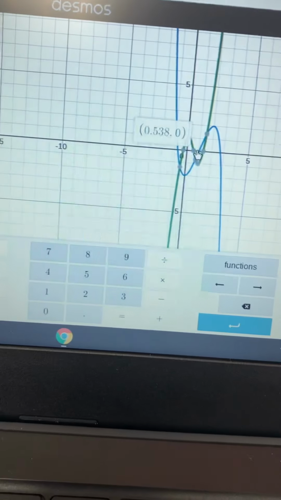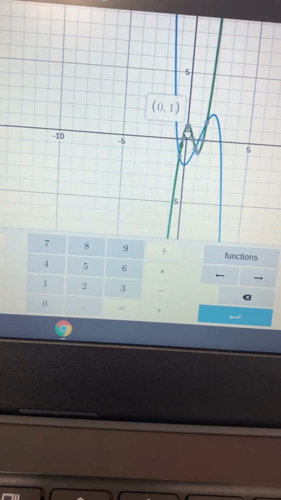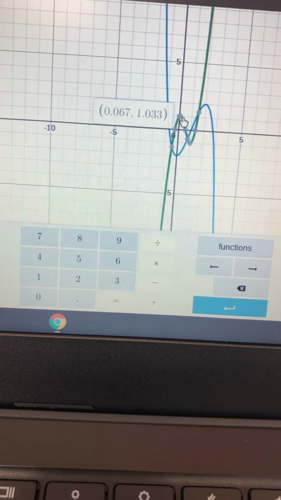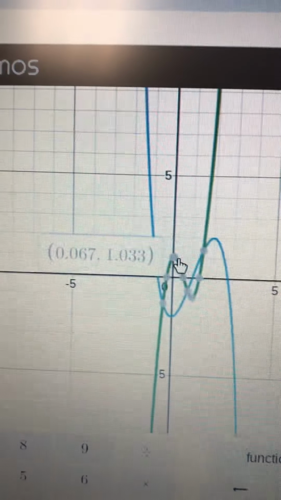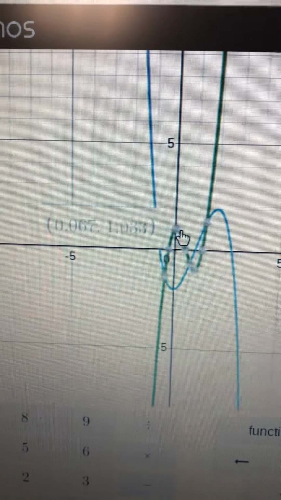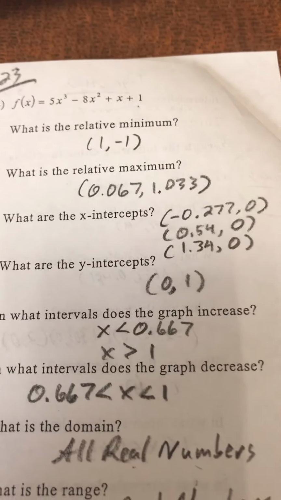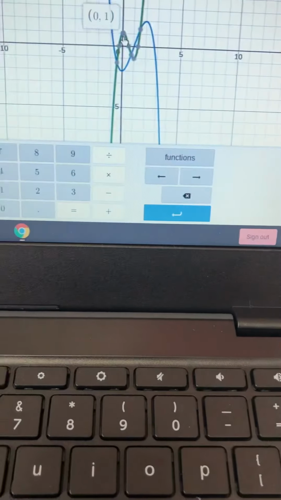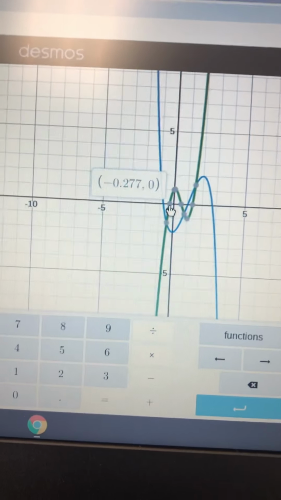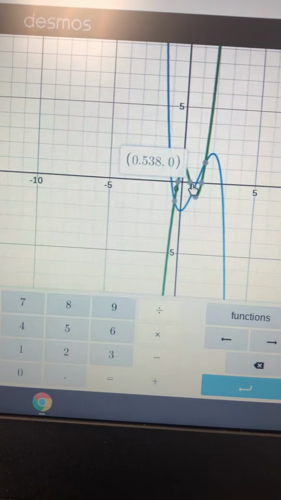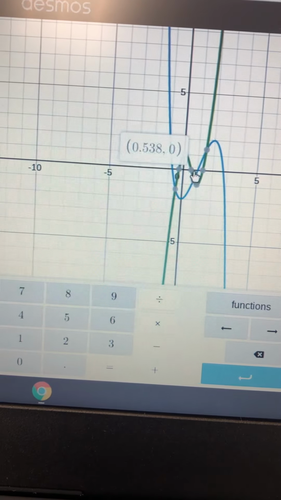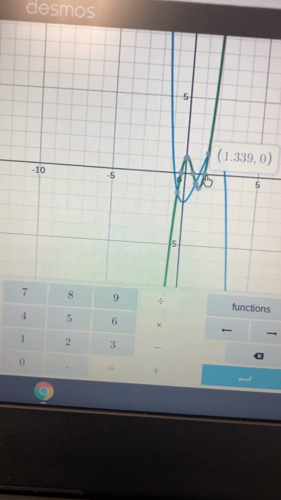And the relative maximum, where did I get that? That is right here. Right there, that number right there. You gotta be careful because I got a lot on there. Okay, so that's where that number comes from. The x-intercepts, once again, where it crosses the x-axis, so right there, and right there, and right there. And I kind of rounded those off for the x-intercepts.